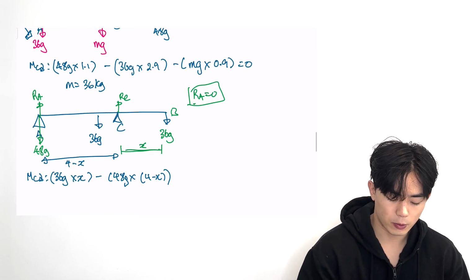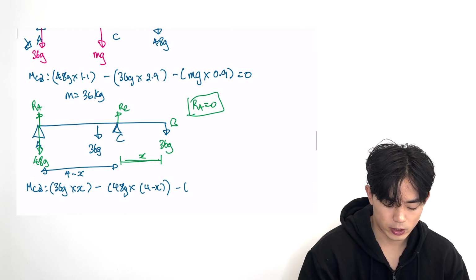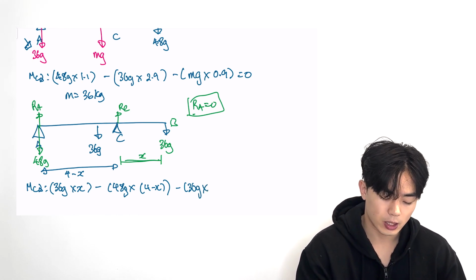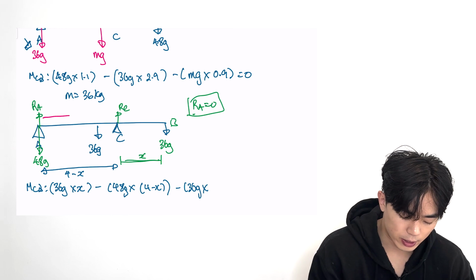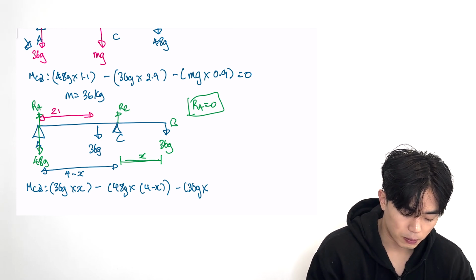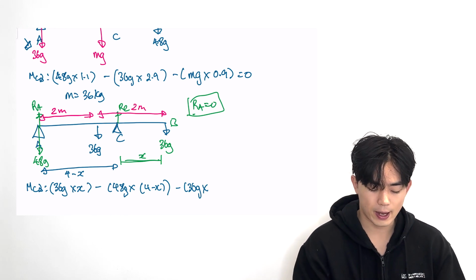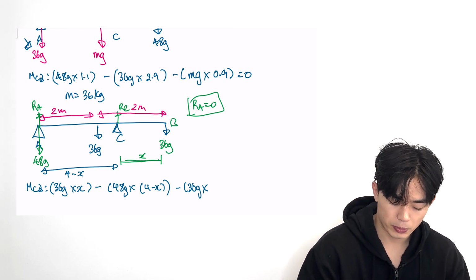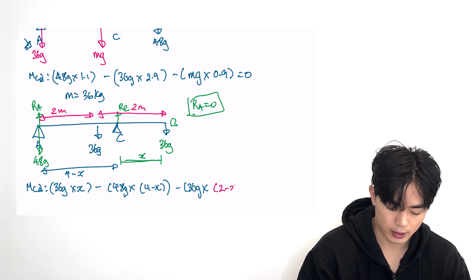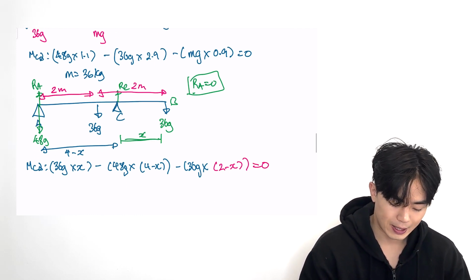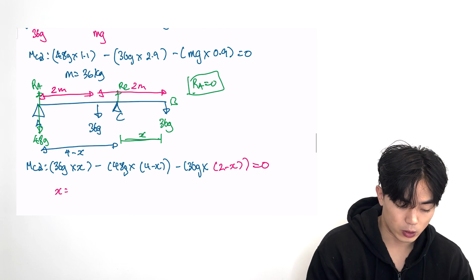We also include the weight of the plank, so it's minus 36g times the distance once again. Well, it's still a uniform rod, right? Which means that it's still in the middle. So this distance here is going to be 2 meters still, meaning that this distance is also 2 meters. If C to B is X, then the distance from C to the mass will therefore be 2 minus X like this. And that's all going to be still equal to 0 because it's still in equilibrium. If I were to work it out, then X will give you 2.2 meters like so.